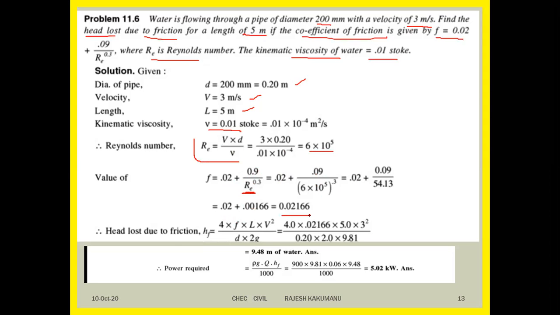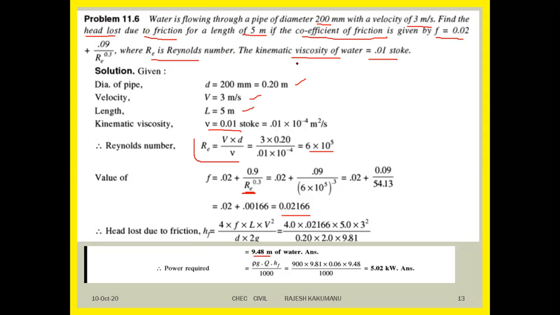Once you get the coefficient of friction f, the head loss hf is equal to 4 into f into L into V square by 2g. After simplifying this, the value is 9.48 meter. Next, we also find the coefficient of friction and the head loss due to the friction.